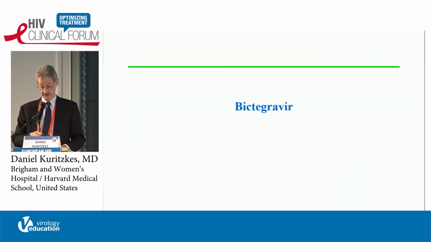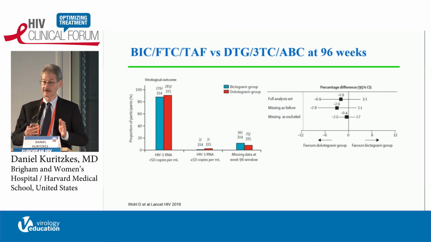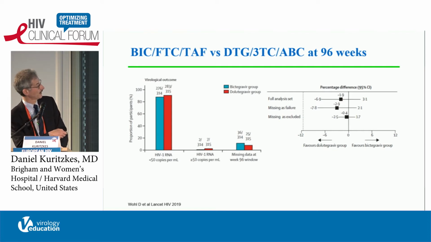Well, what about bictegravir? Bictegravir is only available as the fixed-dose combination with FTC and TAF, and there are two trials in first-line therapy, one comparing to another fixed-dose regimen, this one of dolutegravir with 3TC and abacavir, and here you can see that the trials data show really quite comparable rates of suppression. This is by FDA snapshot analysis.